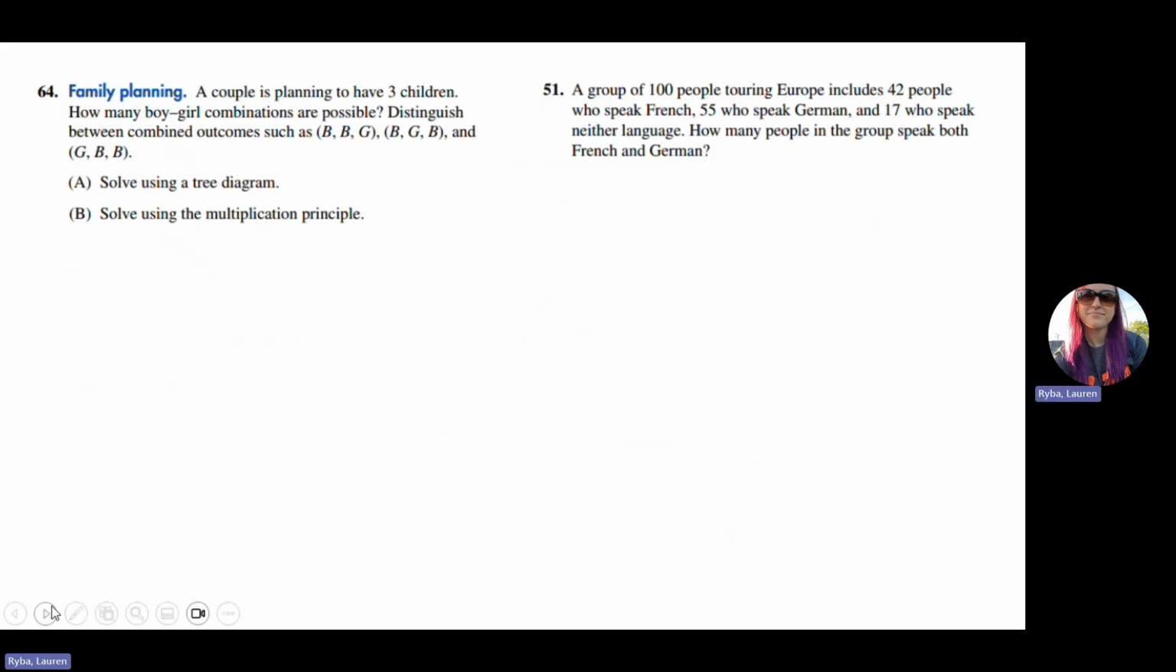Family planning. A couple is planning to have 3 children. How many boy-girl combinations are possible? Distinguish between the combined outcomes such as boy-boy-girl, boy-girl-boy, and so on. So first is solve using a tree diagram. All right. So I'm going to show you how we could do this. So at the beginning, your first child can either be a boy or a girl.